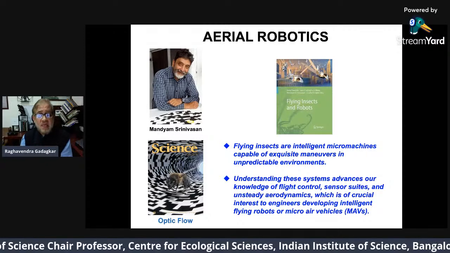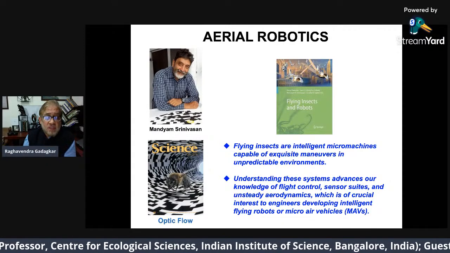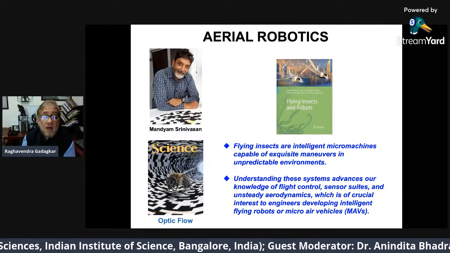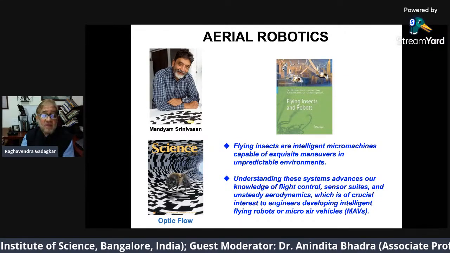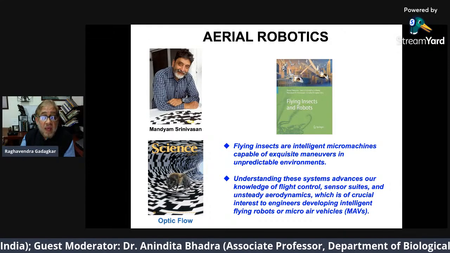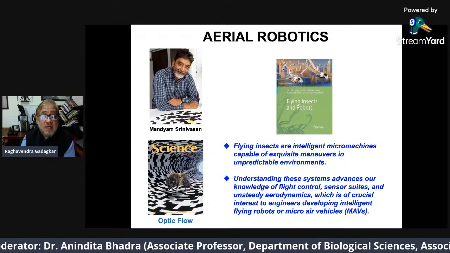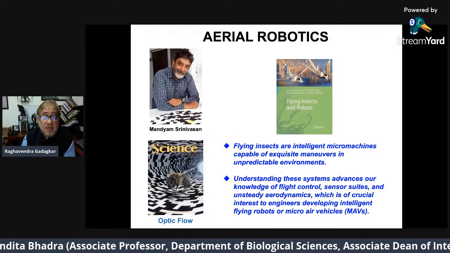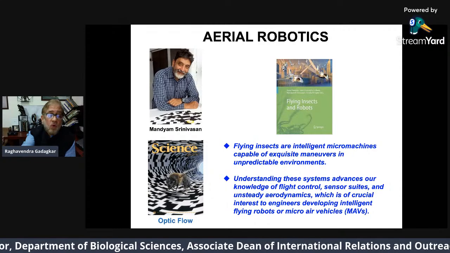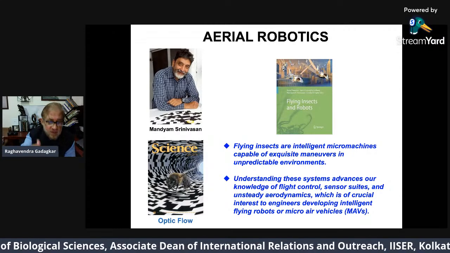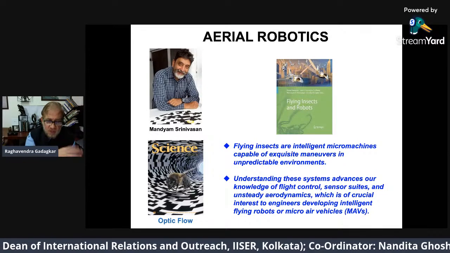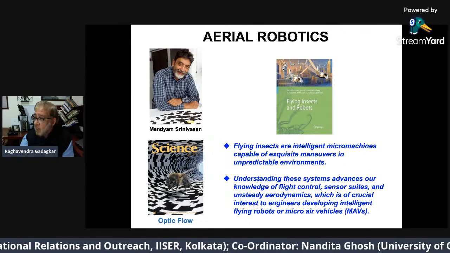In fact, flying insects are intelligent micro machines capable of exquisite maneuvers in unpredictable environments. Understanding these systems advances our knowledge of flight control, sensor suites, and unsteady aerodynamics, which is of crucial interest to engineers developing intelligent flying robots or micro vehicles. There's a whole book edited by Srinivasan and others which discusses this topic, as there was a book on ant colony optimization in the previous slide that I showed you.